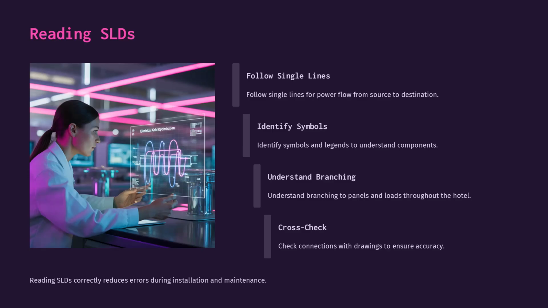Reading SLDs. Let's explore how to read single-line diagrams. The first step is to follow the power flow from source to destination. Symbols must be identified using the legend. Branching must be traced to understand how panels feed loads. Cross-checks with system layouts verify accuracy.